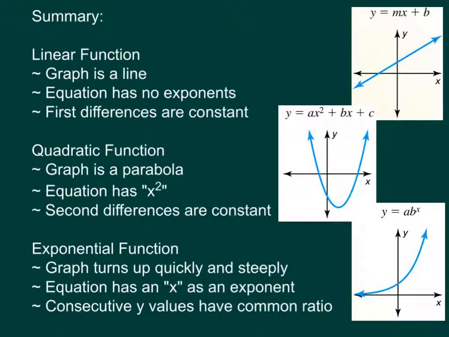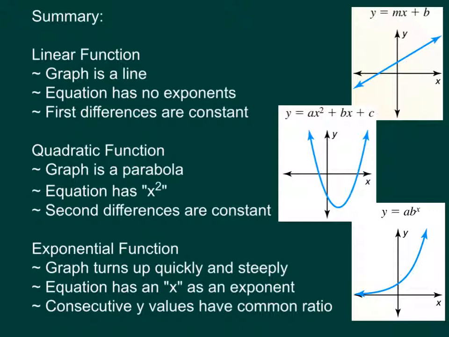So just a brief summary here of this short little section. For a linear function, the graph is a line. The equation should have no exponents. And in a table, the first differences would be constant.